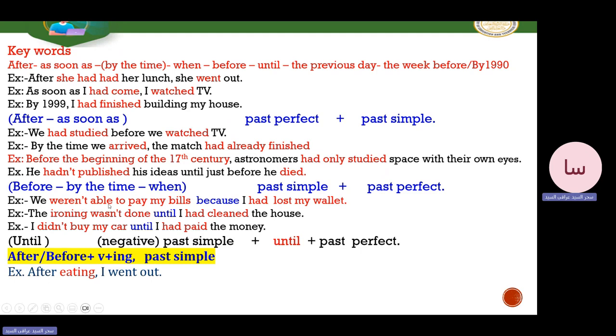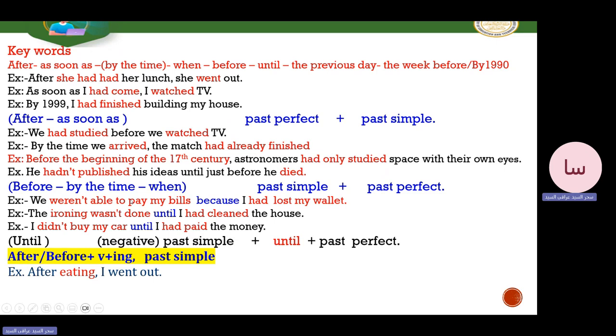We weren't able to pay my bills. Why? Because I had lost my wallet. So the reason, of course, happened first, then the result. We weren't able to pay the bill. Why? Because I had lost my wallet. This action affected the second one.